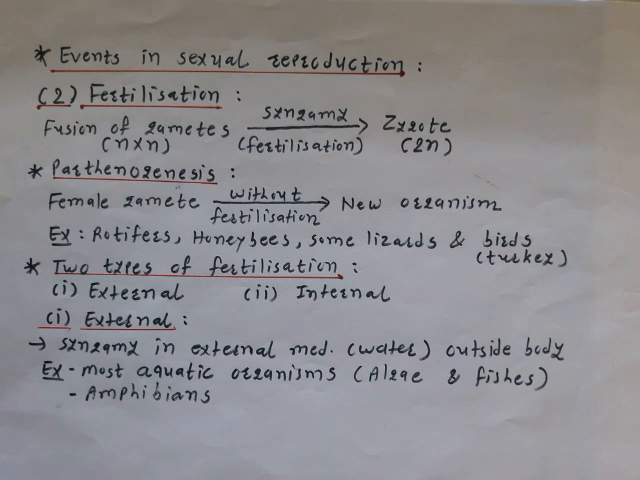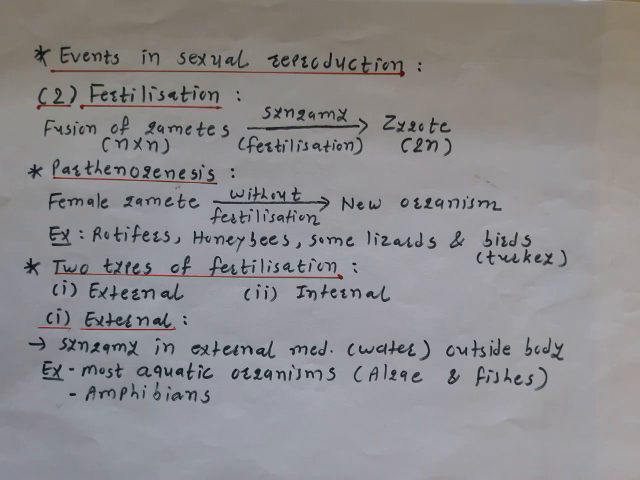Hello friends, today in lecture 4 of chapter 1 we are going to study about events in sexual reproduction. Now you are aware of this, there are 3 events: pre-fertilization, fertilization and post-fertilization events. In the previous lecture you have already studied about the pre-fertilization event, which has two phases, gametogenesis and gamete transfer.